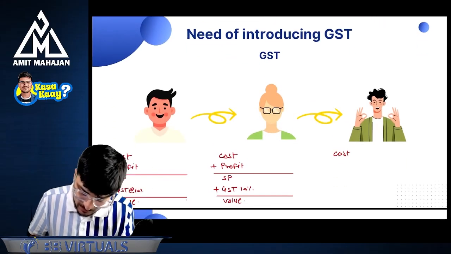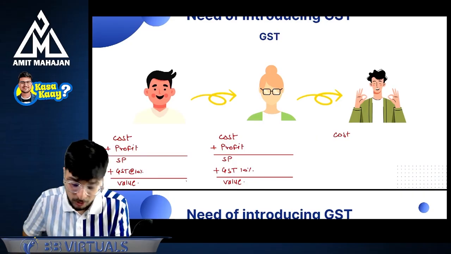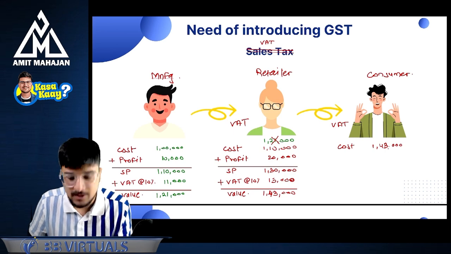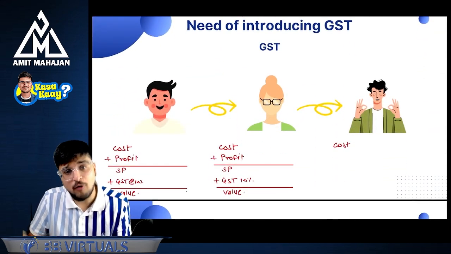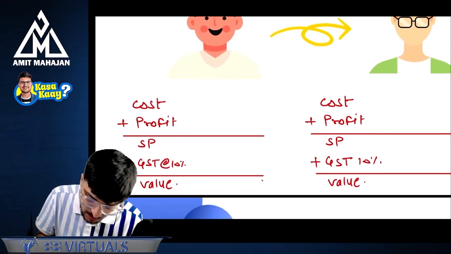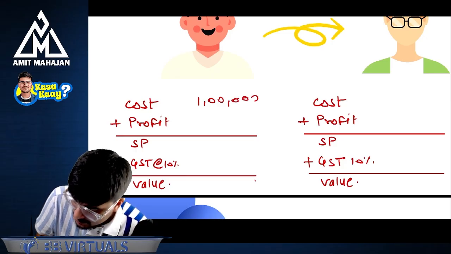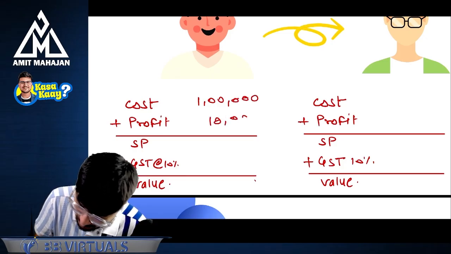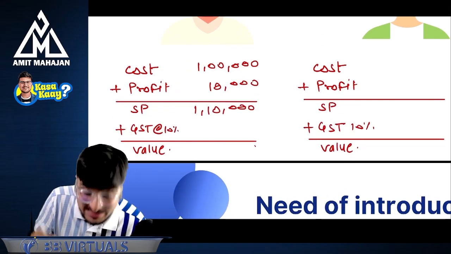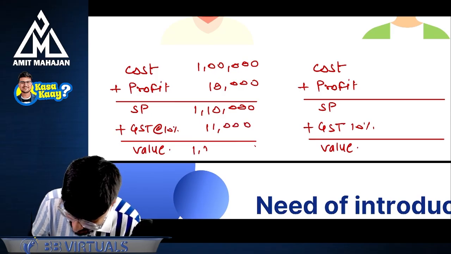Super. Now let's come back to the point where GST is introduced. When GST was not there, we discussed when VAT was there, what the situation is. Let's discuss when GST is there, what will be the situation? Same example: manufacturer, retailer, and consumer. Cost is 1 lakh rupees. Profit is 10,000 rupees. Selling price is 1,10,000. If GST is applicable, 11,000 is the GST. Can I say 1,21,000 is the value?